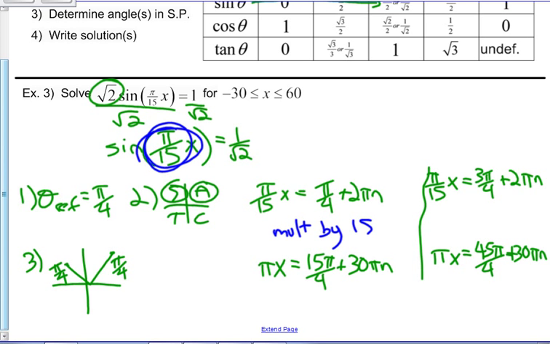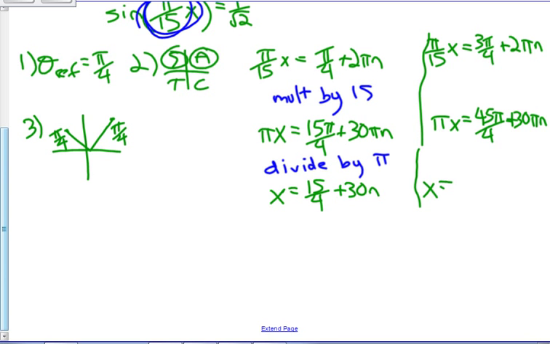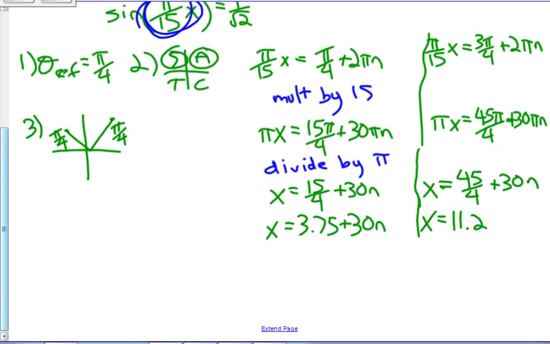Okay, now I want to get x on its own, so I'll divide by pi. And you can see every term has a pi in it, so this will be easy. That'll get x on its own. X is 15 over 4 plus 30n. X is 45 over 4 plus 30n. The pi is just divided out. Or if you prefer in decimals, 3.75 plus 30n and 11.25 plus 30n. So you can work either in decimals or in fractions there.